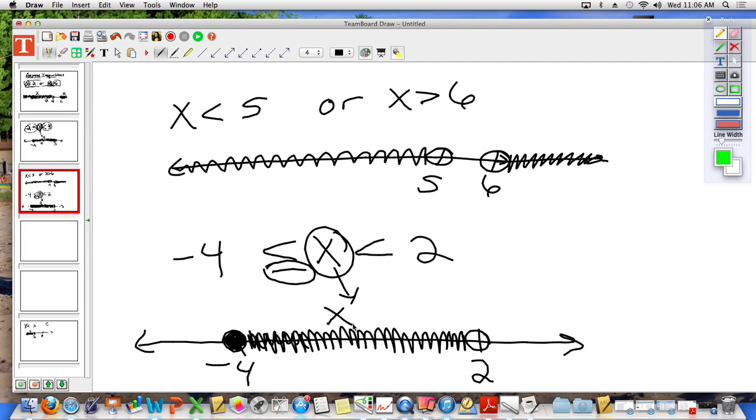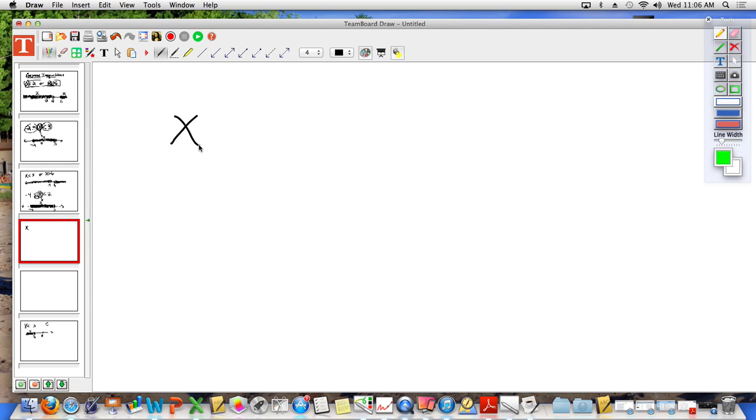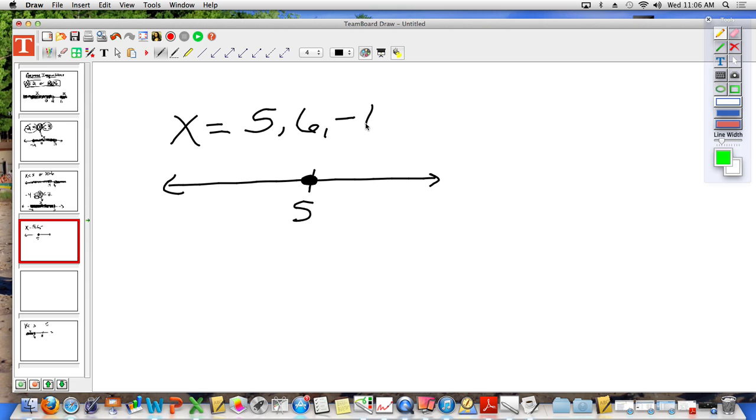Let's try a couple more. What if I ask you just to graph x equals 5? X equals 5. Well, that is one solution. We have one solution, and it is only at 5. So on a number line, you go to 5, and you put a dot. That's it. What if I ask you to graph x equals 5, 6, and negative 1?